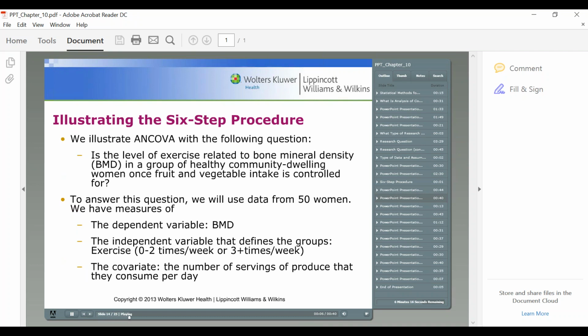So we'll illustrate the ANCOVA with the following question: is level of exercise related to bone mineral density in a group of healthy community-dwelling women?